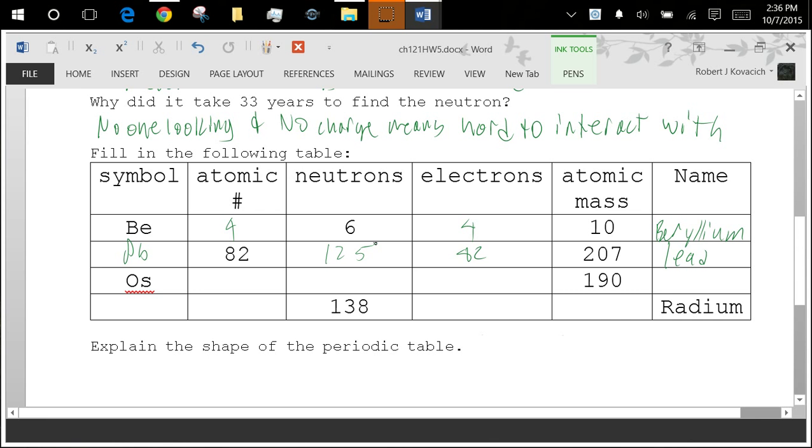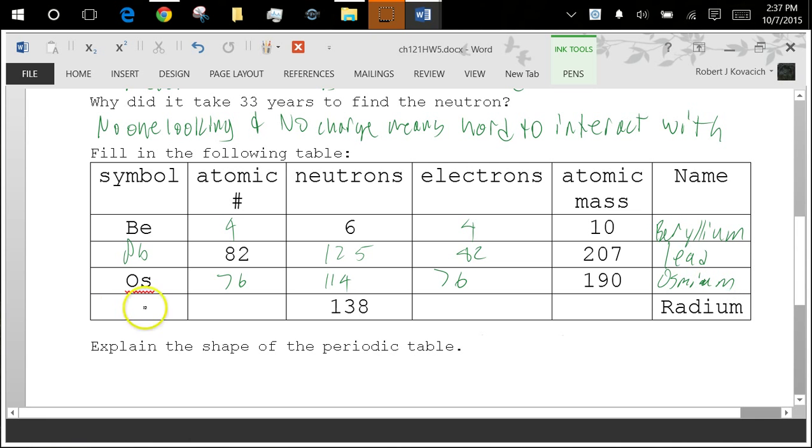So if I'm element Os, what do you know about me? 76. I have 76 protons, which means I have 76 electrons. And if this one has a mass of 190, then how many neutrons does it have? 114? And what element am I? Osmium.